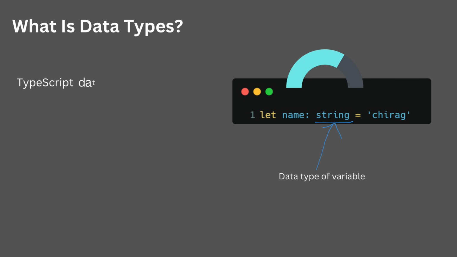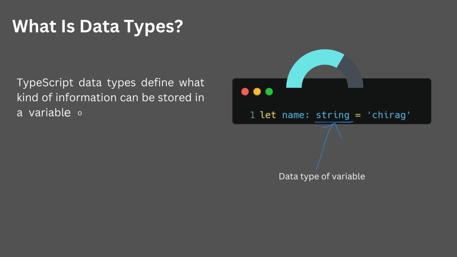Data types in TypeScript define the type of data that a variable or function can hold. The data type determines what operations can be performed on the data and how the data is stored in memory. TypeScript provides a number of built-in data types that you can use to define variables and functions in your code.